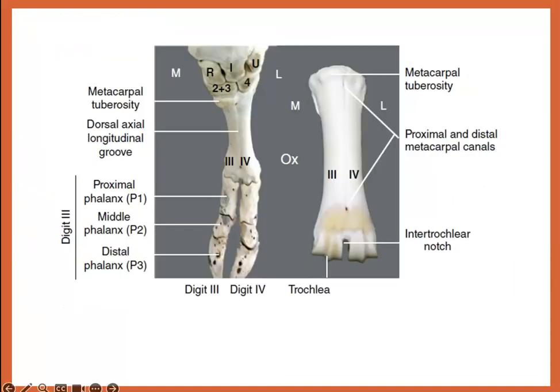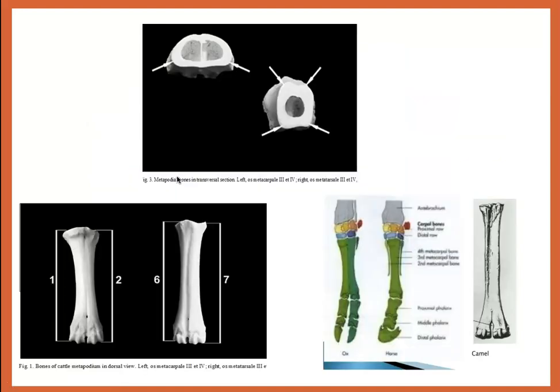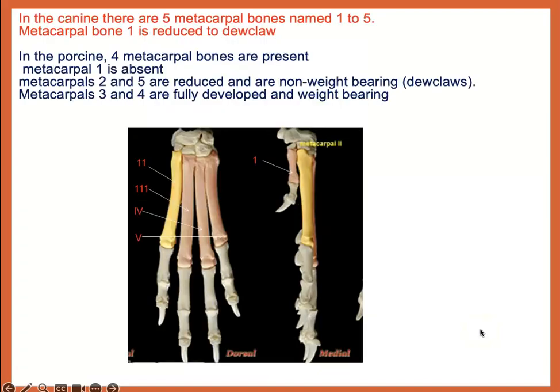So if you look at this one in case of the bovine, you can see this is the 3 and 4 metacarpal bones fused. We have the metacarpal tuberosity, and we have the metacarpal canals, 1 proximal, 1 distal, and we have a groove in between. And that's why, because it is cloven, 3 and 4 are separated distally for attachment of the phalanges, right? In camel, it's the same as bovine, but more divergent here.